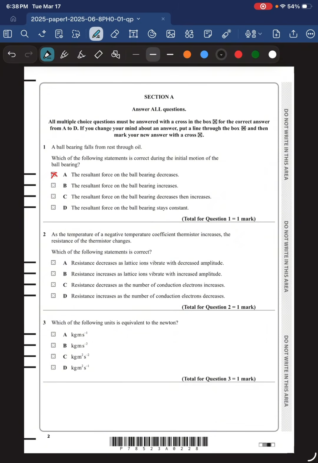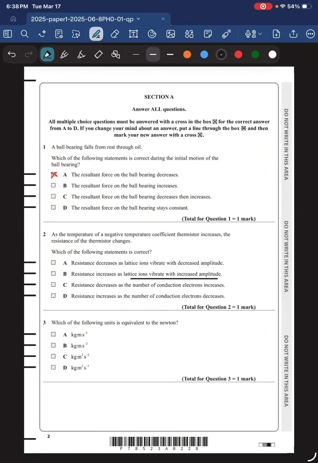Okay, actually, sorry, I think I misled you. So the resistance increases as lattice ions vibrate. Okay, they do vibrate with increased amplitude if you increase the temperature, but the resistance in the negative temperature thermistor actually decreases because of C.